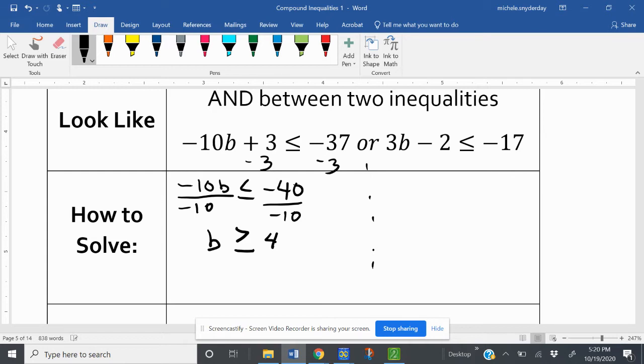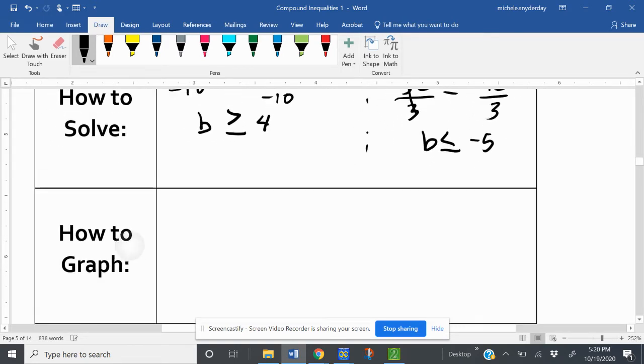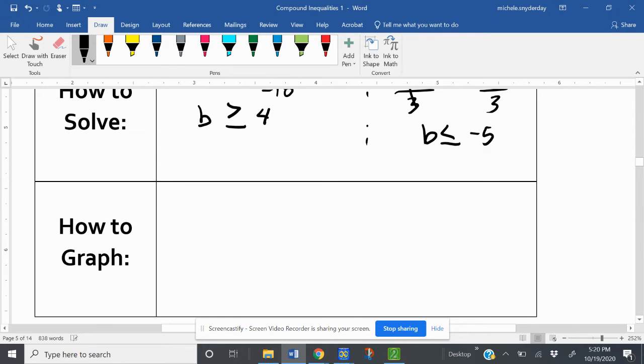Second inequality. This time we're going to add 2 to both sides. And that gives us 3b is less than or equal to negative 15. Divide by 3 on both sides. And we have b is less than or equal to negative 15 divided by 3, which is negative 5. So we've got our two inequalities: b is greater than or equal to 4 and b is less than or equal to negative 5.